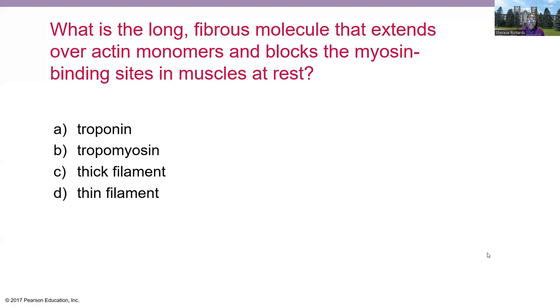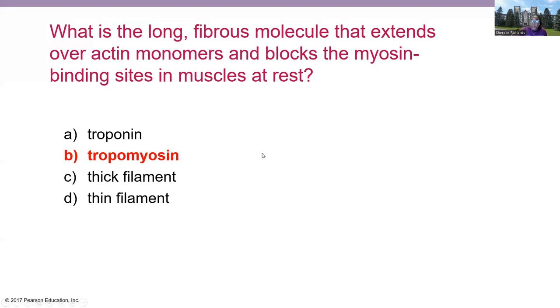What is the long fibrous molecule that extends over actin monomers and blocks the myosin binding site in muscles at rest? Most of you picked B, which is correct. So the tropomyosin is that long thread-like protein that is blocking the myosin binding sites.